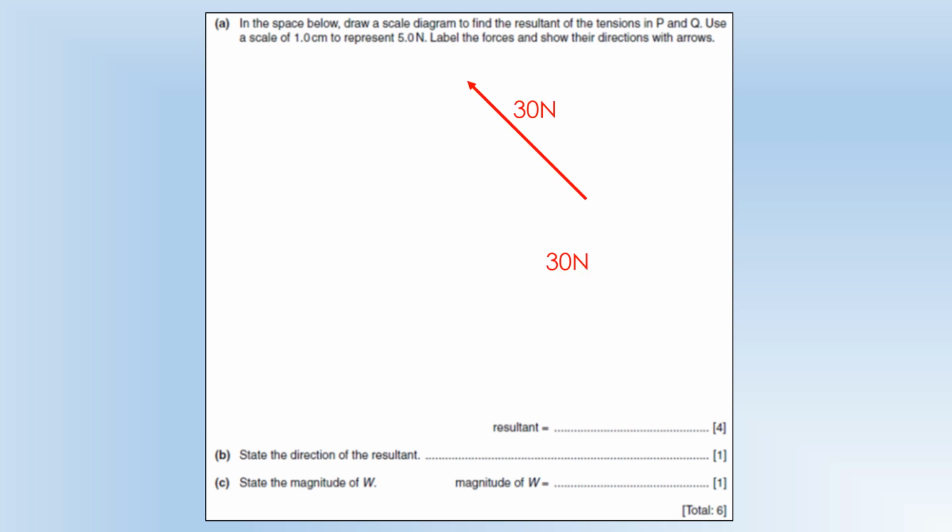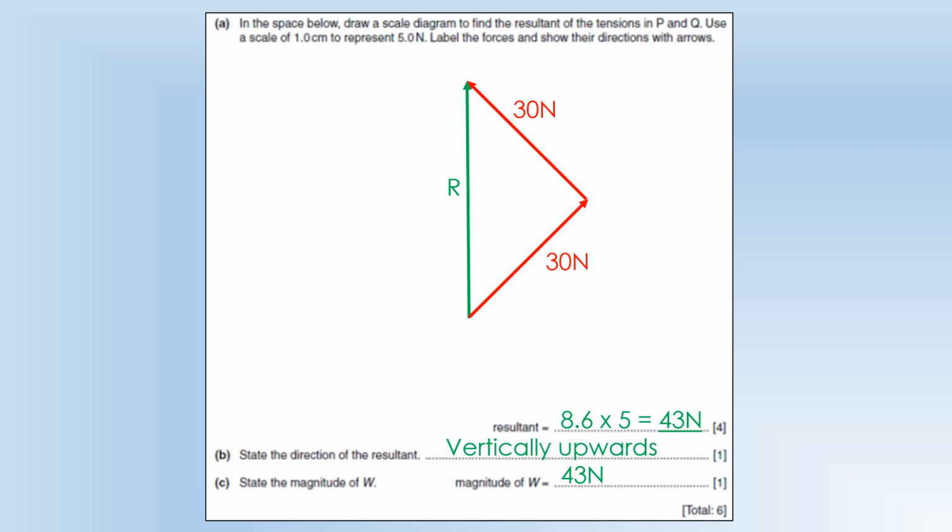So we've got one force going diagonally up to the right. So we've got one force going diagonally up to the left. Both of those are 30 newtons, so they would each be 6 centimeter long lines, and we can see they produce a resultant force directly upwards, and we can measure its length, which I reckon is about 8.6 centimeters, giving us a force of 43 newtons. And we can see it's going vertically upwards, and we state its magnitude is 43 newtons.